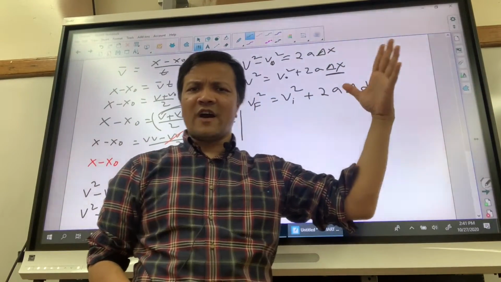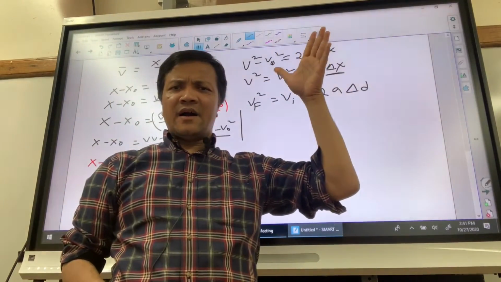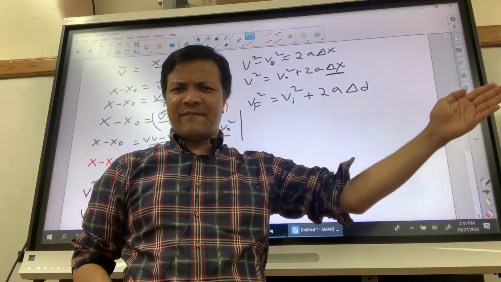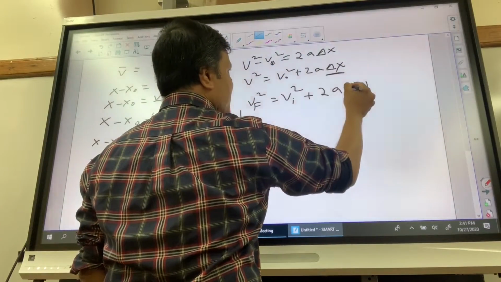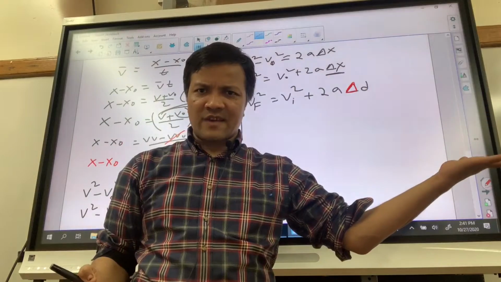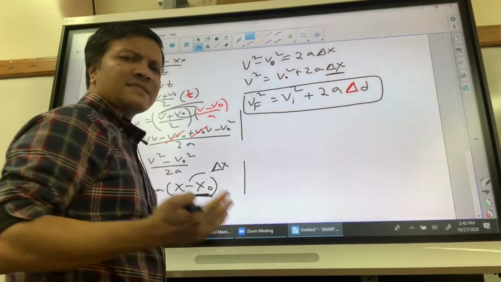Now this you can find in the reference table, page number 6, equation number 5. But there is a mistake in the reference table. They do not have this delta sign. So I figured that out. I discovered it when I was deriving it. So you're going to use this to solve a projectile problem. Okay, let's create a problem.